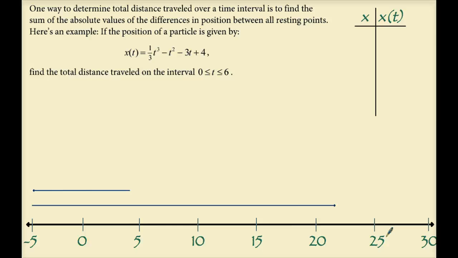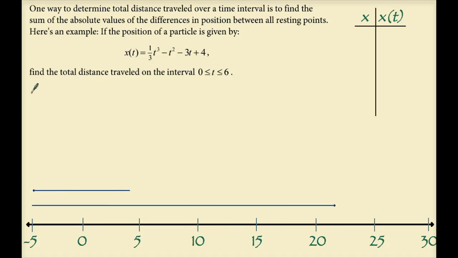Here's an example. If the position of the particle is given by x of t equals 1/3 t cubed minus t squared minus 3t plus 4, find the total distance traveled on the interval 0 less than or equal to t less than or equal to 6. So from t equals 0 to t equals 6, what was the total distance traveled by this particle? It may seem as though we could find position at t equals 0, x of 0, and position at t equals 6, x of 6, and subtract the two. That would give us net distance traveled, but would neglect to take into account the possibility that the particle had changed direction. For us to know whether or not the particle changed direction during that time interval, we'll need to look at where velocity was 0.